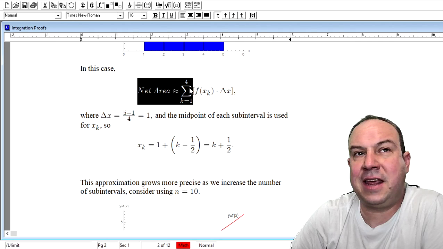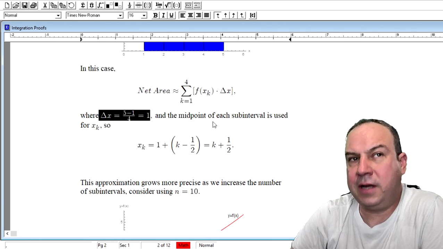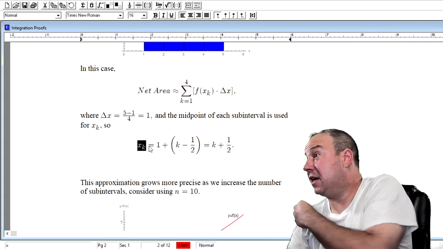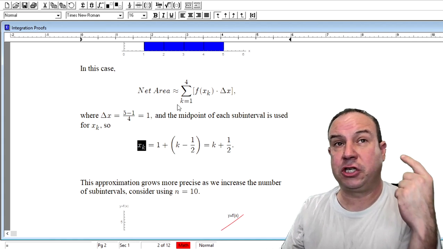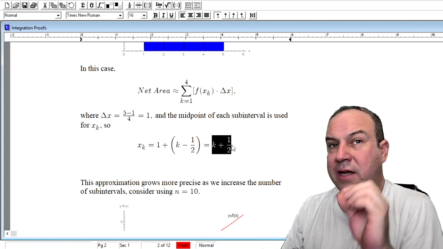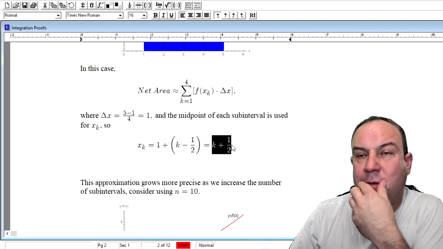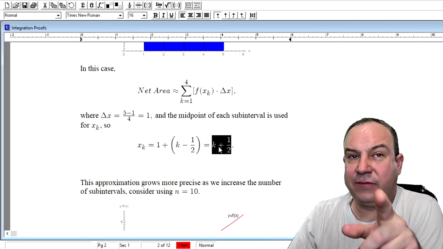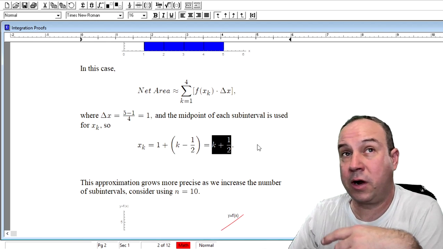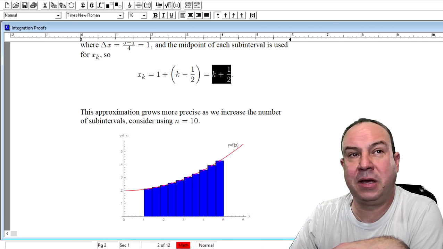Now, in this case, I note that net area is going to be approximated by this summation here, where again delta x is equal to 1, and the midpoint of each subinterval is used. So x sub k, the value we're plugging in to our function f, would be the quantity k plus 1/2, incrementing up by 1 each time we run through the summation. So what you can see, if you plug in 1, you get 3/2. You plug in 2, you get 2.5. You plug in 3, you get 3.5. You plug in 4, you get 4.5. Describing these midpoints along my x-axis in each of those subintervals.